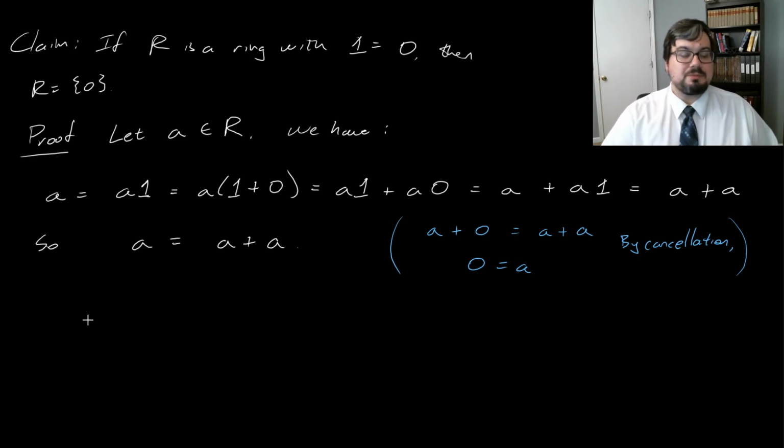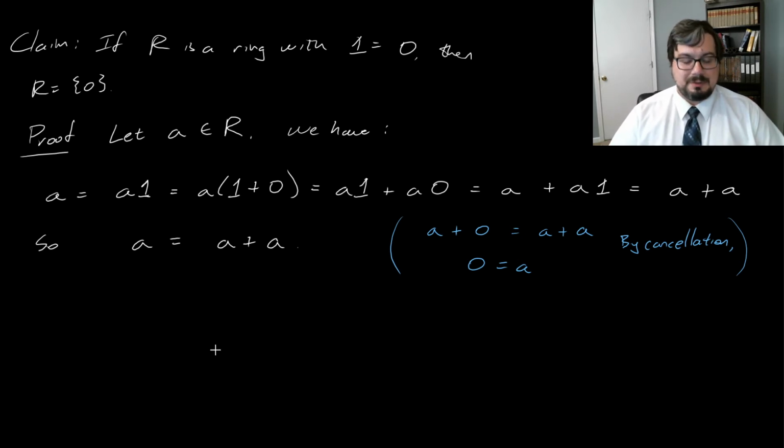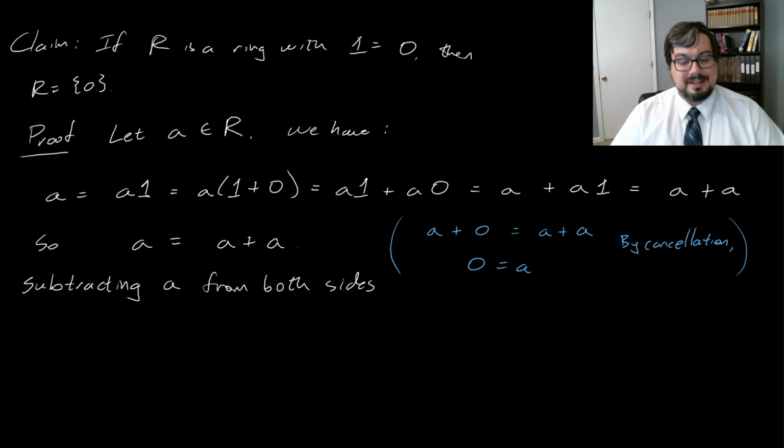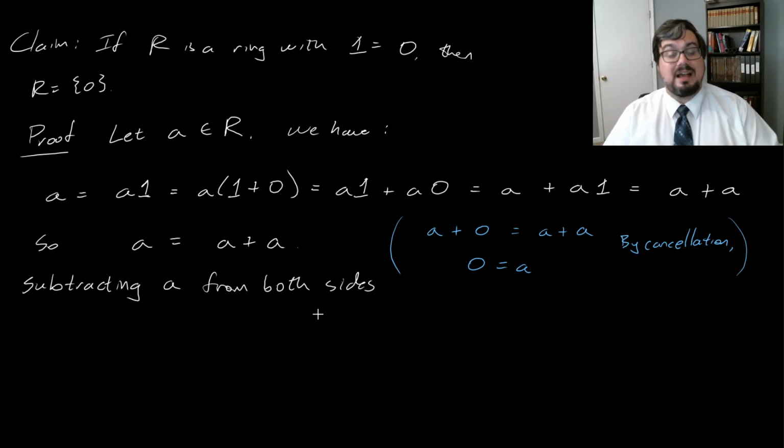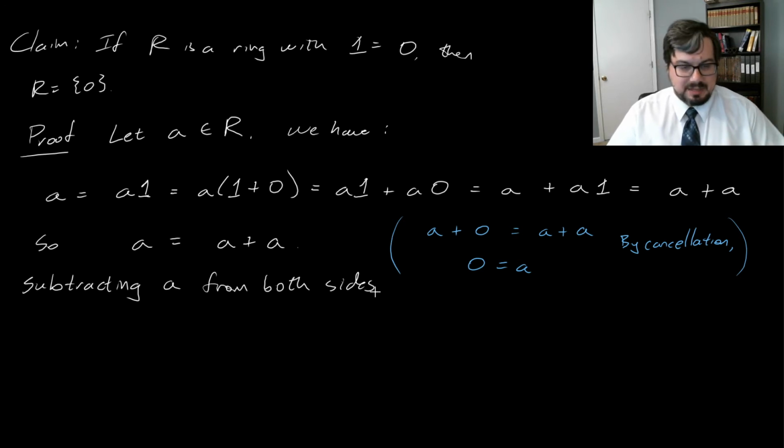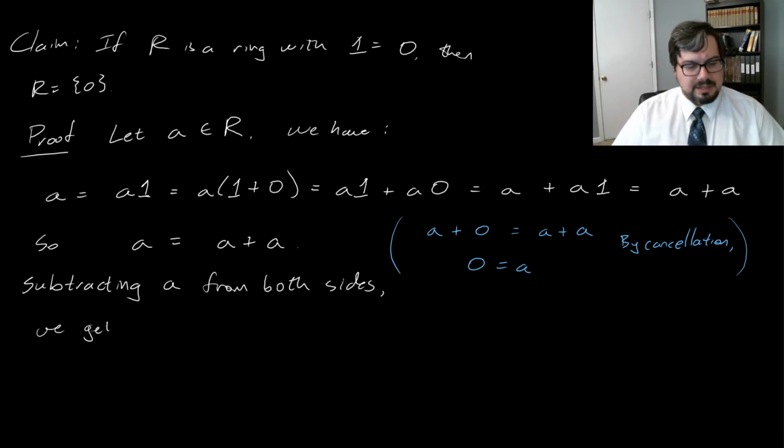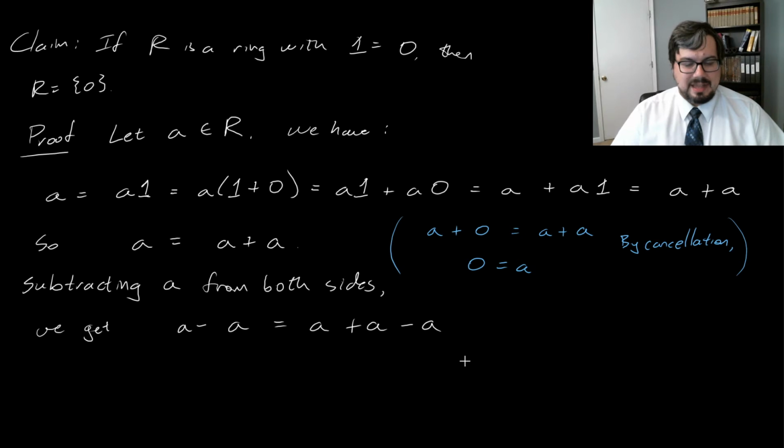Another way that we could do it, which is perhaps more familiar to us from algebra that we've seen before, is we can simply subtract a from both sides. Technically this means adding negative a to both sides, adding the additive inverse of a to both sides. We get that a minus a is equal to a plus a minus a. So a minus a is 0, and a plus a minus a is equal to a.